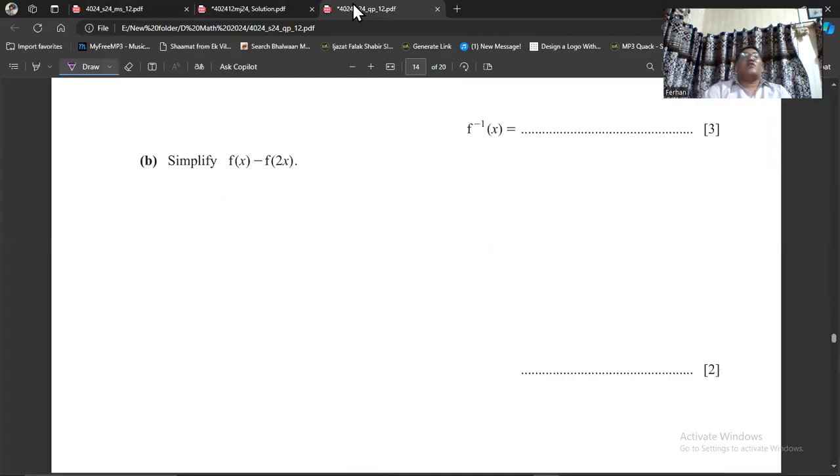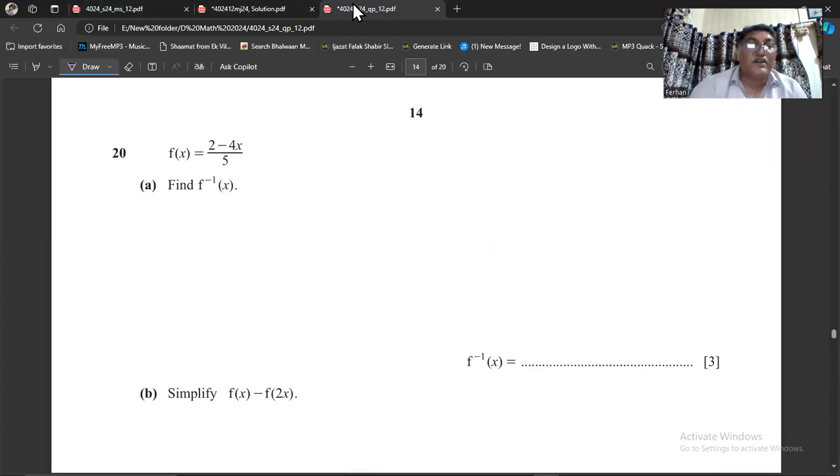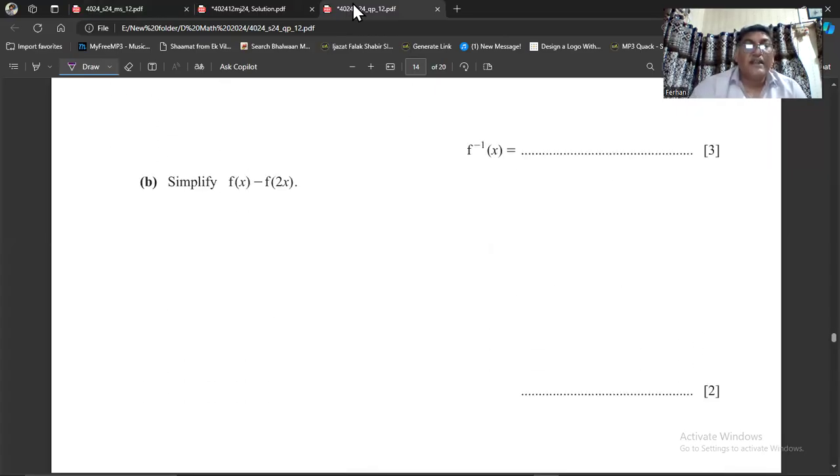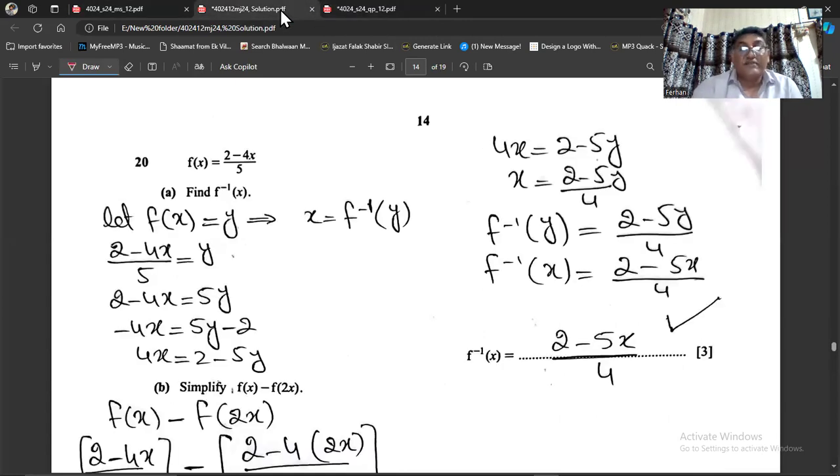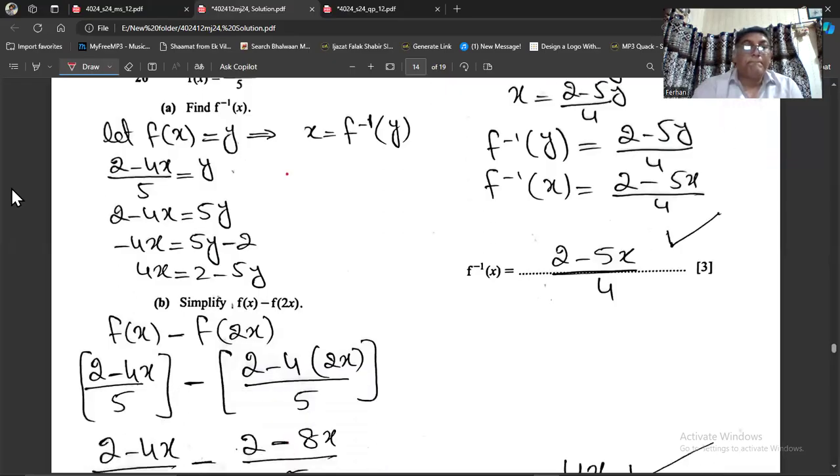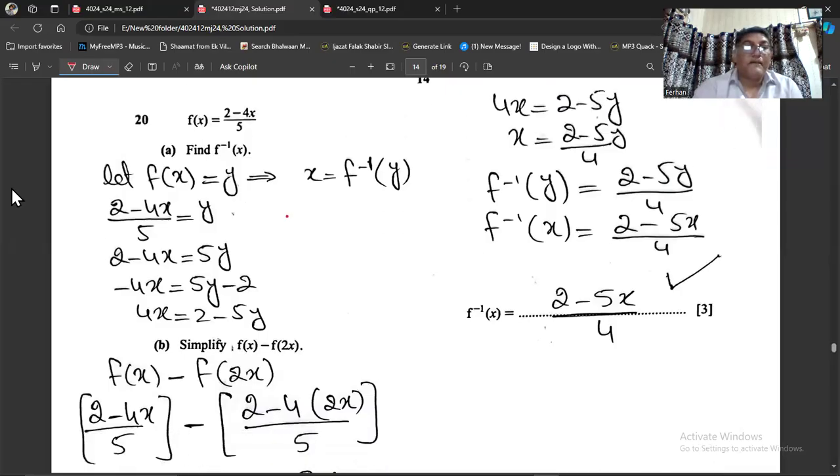Okay, then in question number 20, they want me to find f of x minus f of 2x. A very simple, straightforward question. So let me show you. f of x will be 2 minus 4x divided by 5, minus f of 2x. Wherever there is x, just substitute it with 2x. So you will have 2 minus 4 into 2x, the whole thing divided by 5.